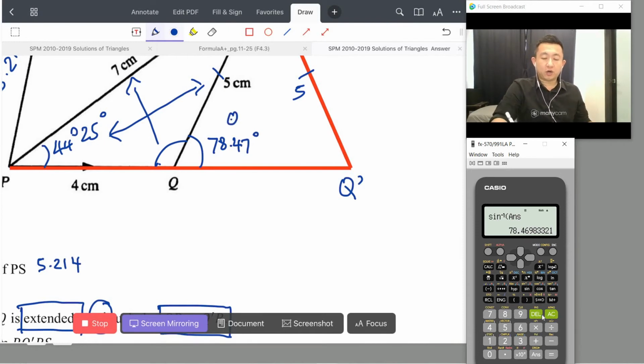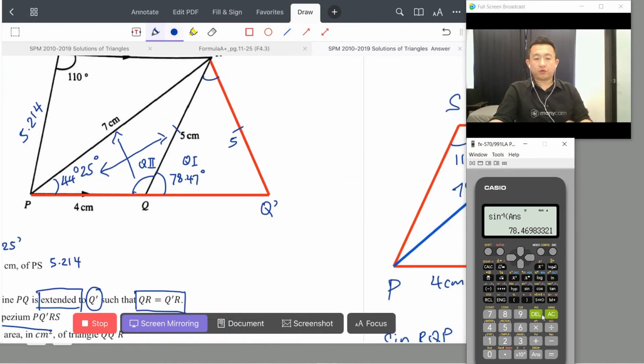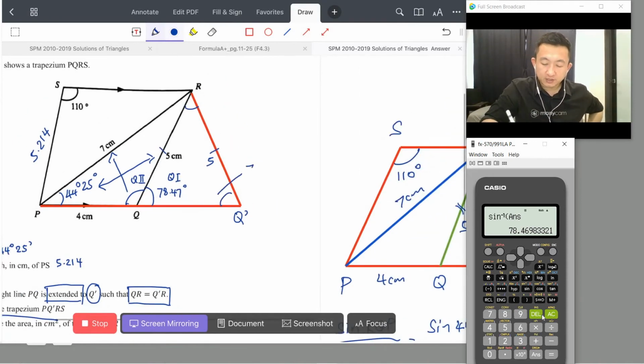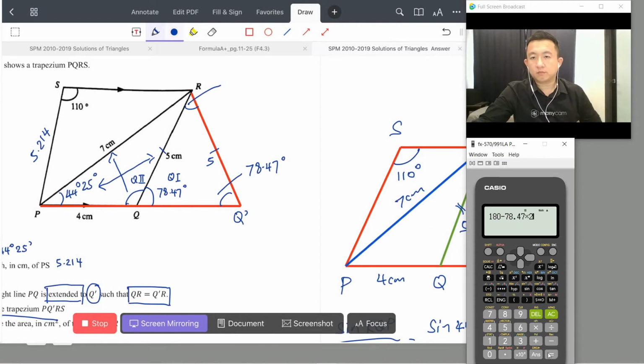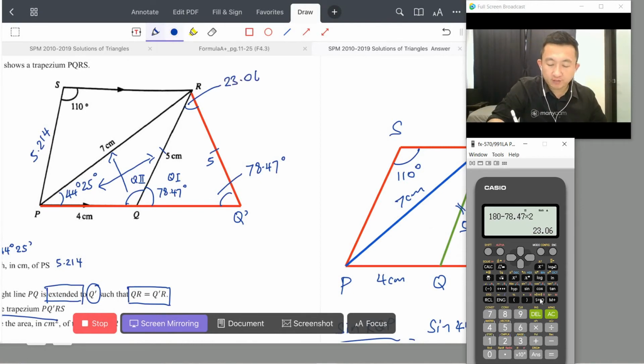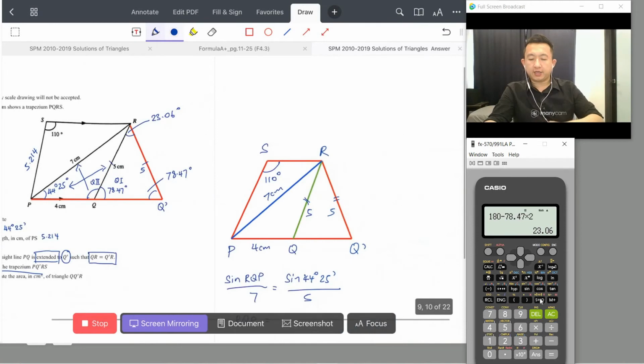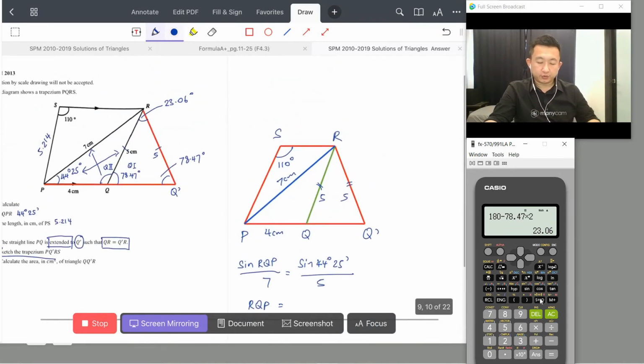So this should be 78.47 degree. This is Q1, this is Q2. Obtuse angle, so that is 78.47, and this is also 78.47 degree. And this one, would you be able to know? Yes, of course. 180 minus 78.47 minus 78.47 gives 23.06 degree. Okay, enough information, we can do the area part.